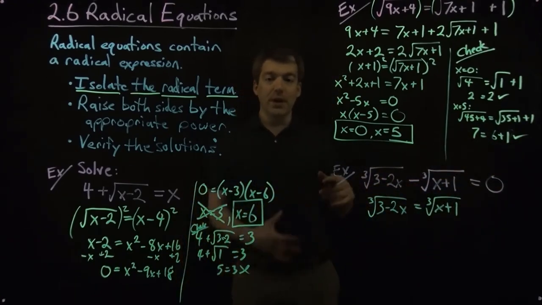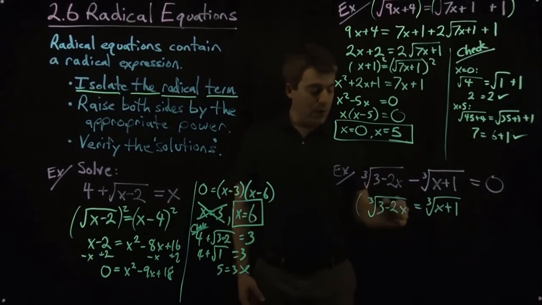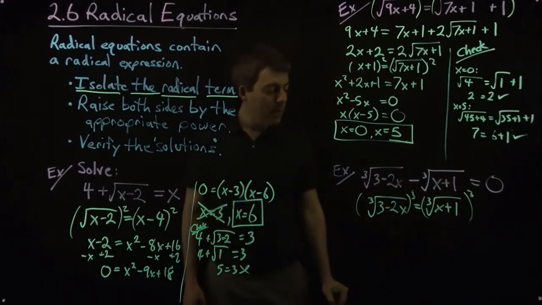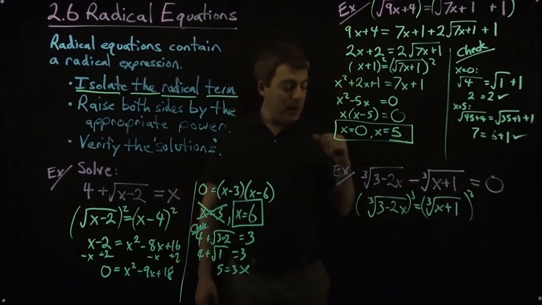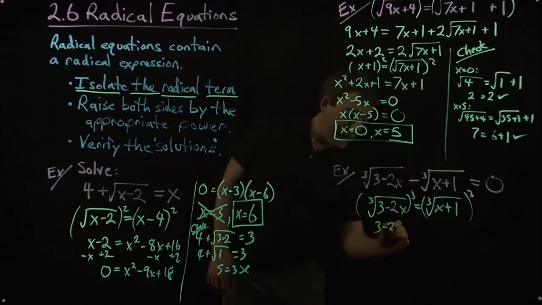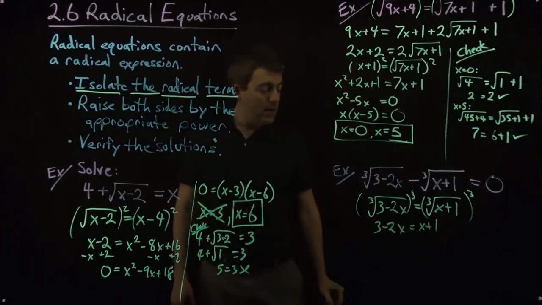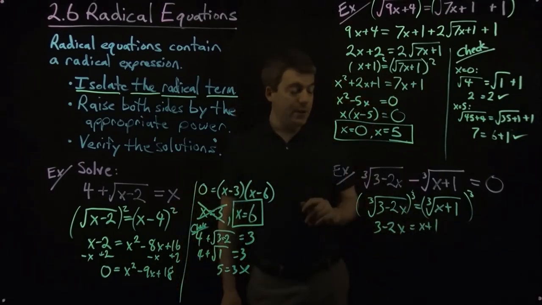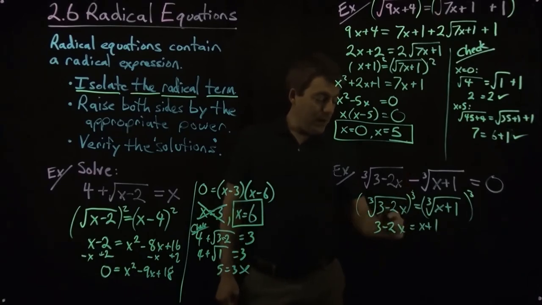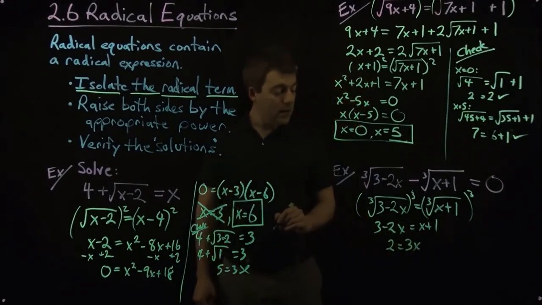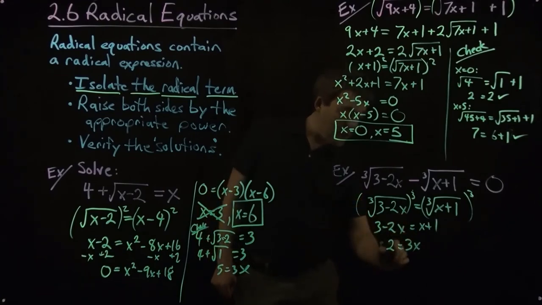Now we can raise both sides to the appropriate power. Now a square won't do it here because we have a cube root. So we need to raise both sides to the third power. That will eliminate the cube root. We'll have 3 minus 2x equals x plus 1. And this is just a linear equation. We can handle that very simply. So we'll add the 2x, subtract the 1. So we get 2 equals 3x. And so x equals 2/3.